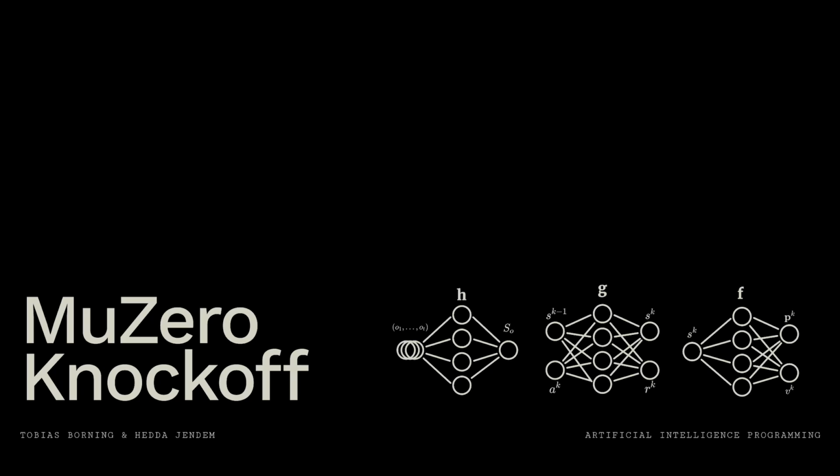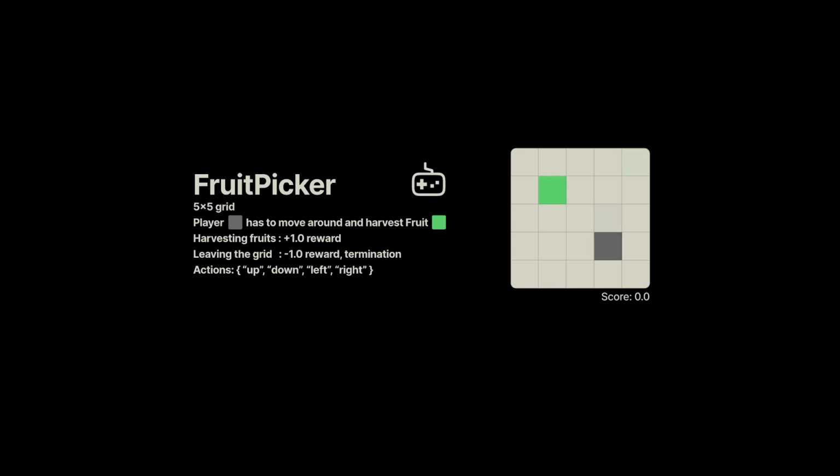Welcome to this presentation about how we implemented a MuZero knockoff. MuZero is Google DeepMind's most complicated game playing system. The game we chose to work with is one we made ourselves called Fruit Picker. It's kind of a snake knockoff, just a bit simpler.